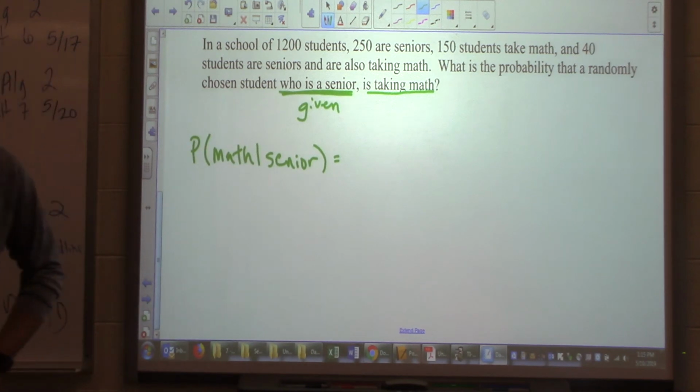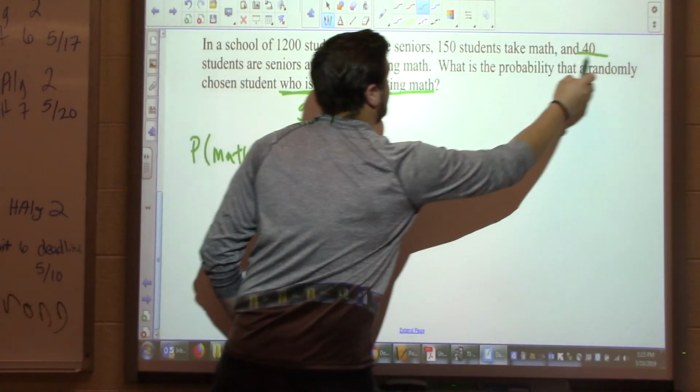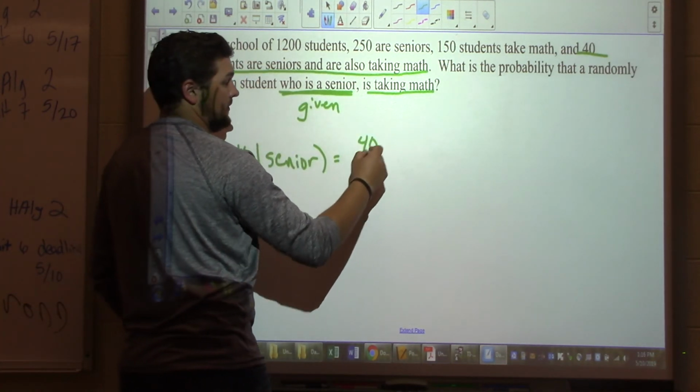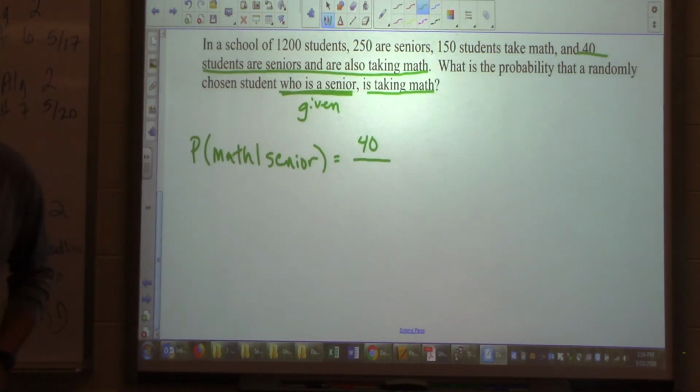Well, first we need to figure out the combined probability. How many of them are actually doing it? How many are seniors who are taking math? There are 40 students who are seniors and taking math. That goes on top, over our given. How many of them are seniors? 250.